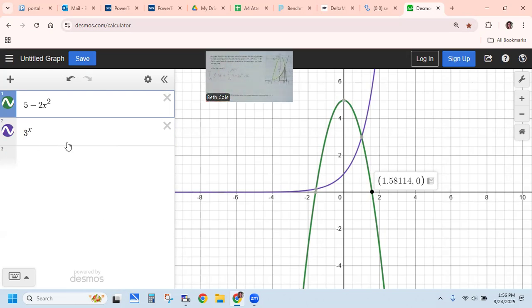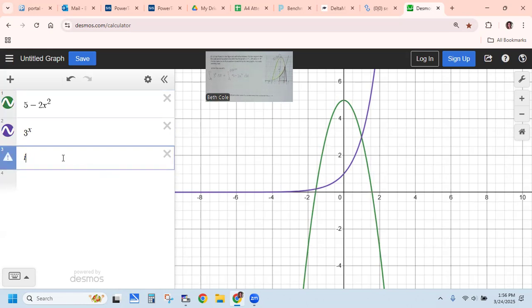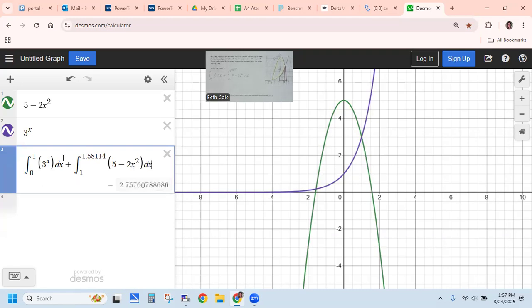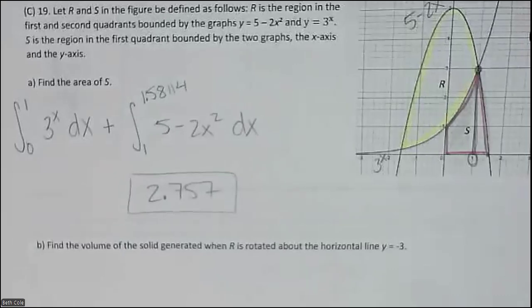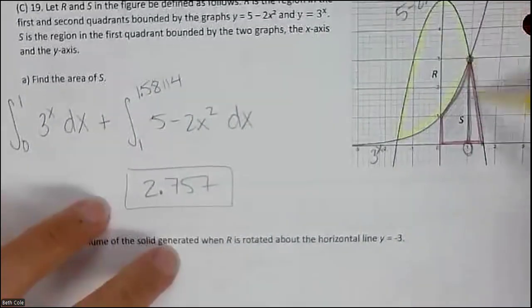And then I would like for you guys to watch me type this, make sure I don't mess anything up. If I type it wrong, it's wrong. I can't even type int. All right, 0 to 1, 3 to the x dx plus int 1 to 1.58114. There we go. 2.757. All right, did you guys all understand why we split it into two? Like how it splits right there.